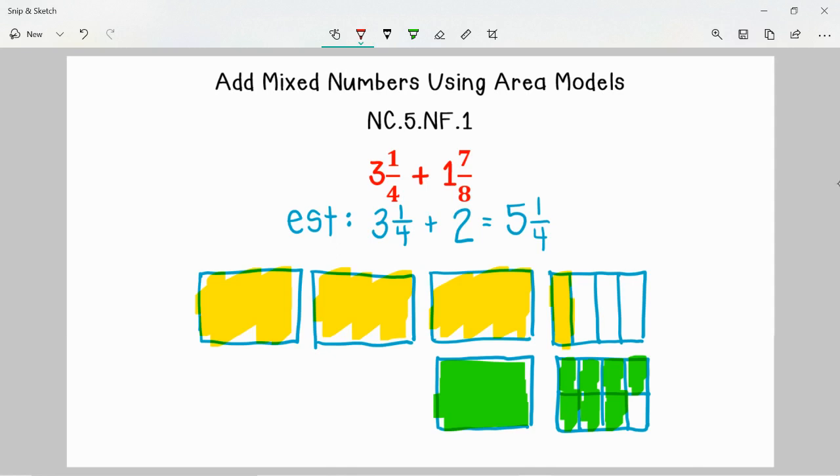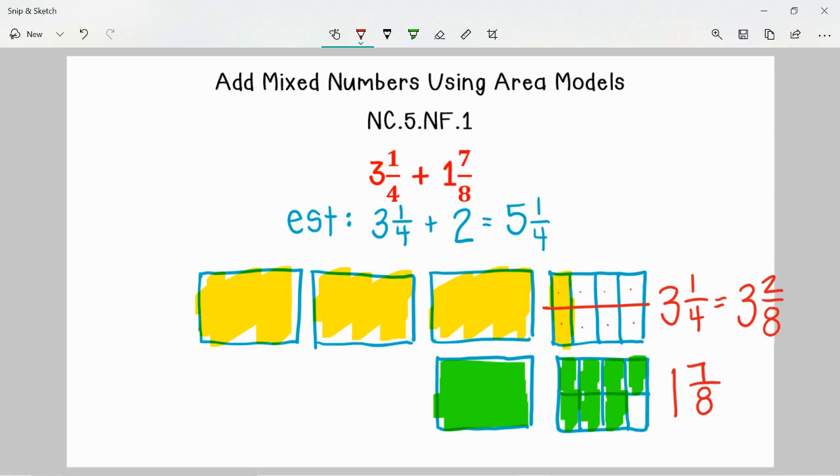I'm going to split this model here of the 1/4 in half like this. So now this model is split into 8 equal parts. 1, 2, 3, 4, 5, 6, 7, 8. So it's now split into eighths. And I can see that there are 2 of those eighths shaded in. So this was 3 and 1/4. And I've just shown that that is equivalent to 3 and 2/8. And now we can add that 3 and 2/8 to this 1 and 7/8 that we have down there.